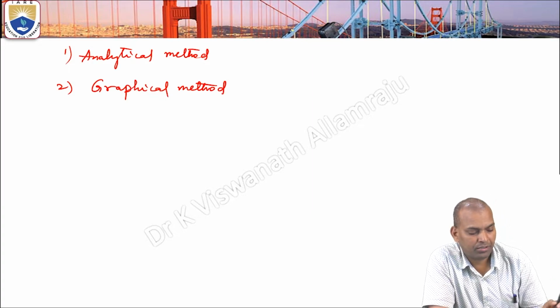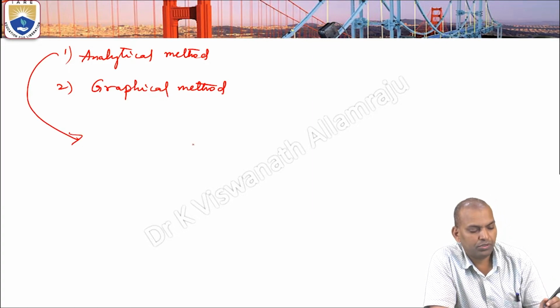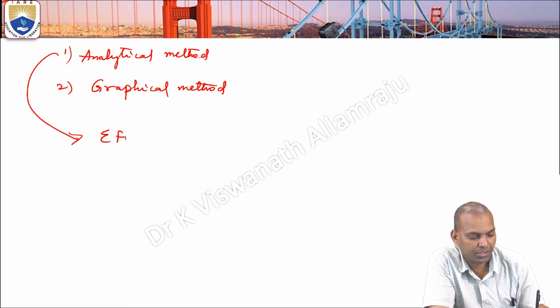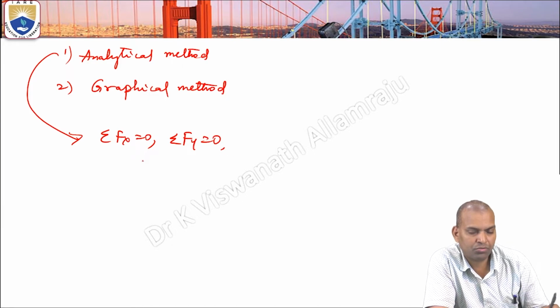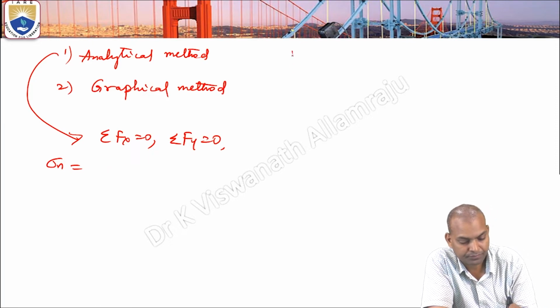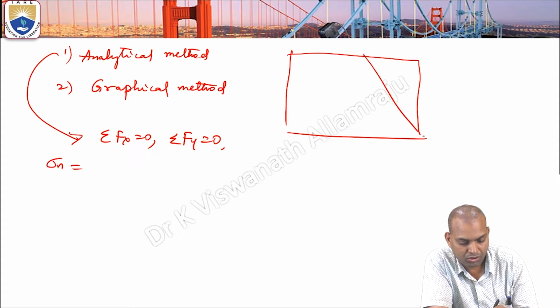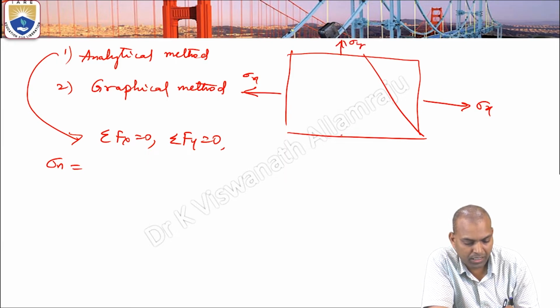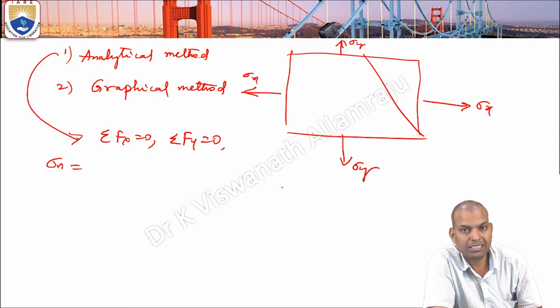In the analytical method, we use the concepts of equilibrium conditions. By using equilibrium conditions, that is sigma fx equal to 0 and sigma fy equal to 0, we derived the normal stress on the inclined plane, by assuming that sigma x and sigma y are tensile in nature.